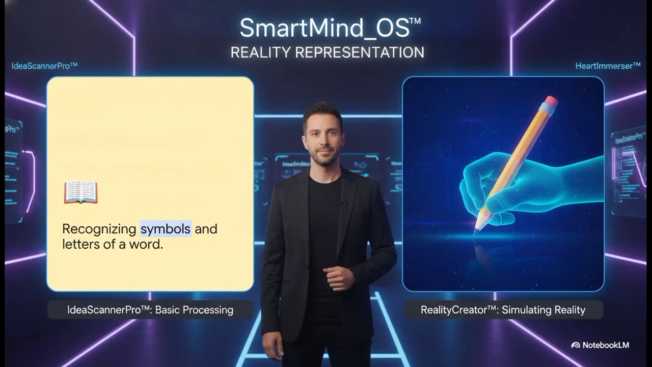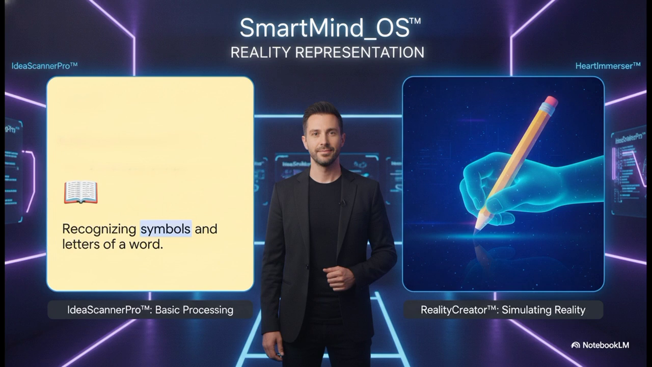Just look at the comparison here. Merely recognizing symbols is flat, it's lifeless, and it's practically guaranteed to be forgotten by tomorrow. But simulating reality? That is robust. It's multidimensional. You are mentally simulating the weight, the texture, and the physical act of writing. You have to translate abstract data into a rich simulated world.